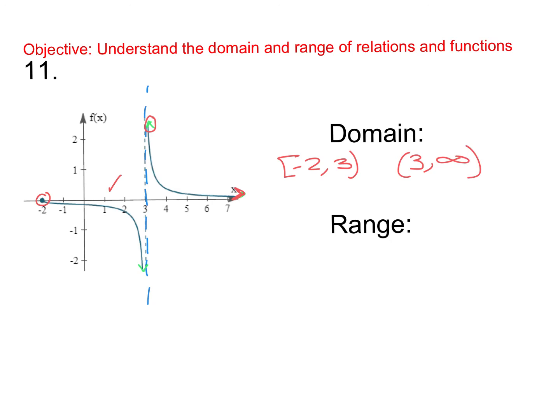Now, whenever you have 2 intervals, we put a U between them. It's called the union of the sets, right? We have a set of numbers and then a set of numbers. To show that they're both part of it, we put a U.